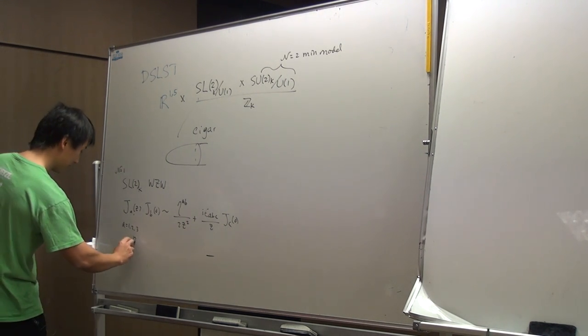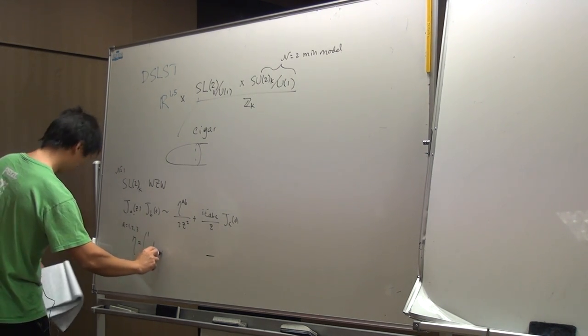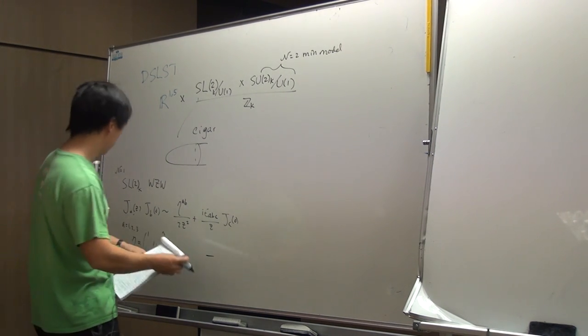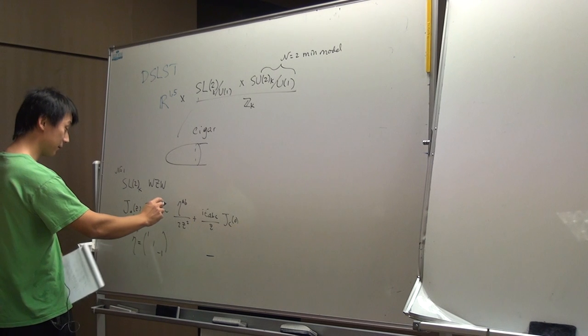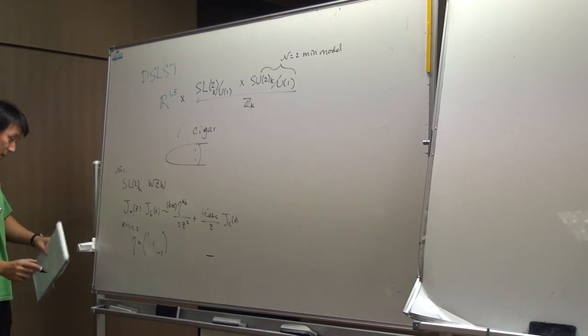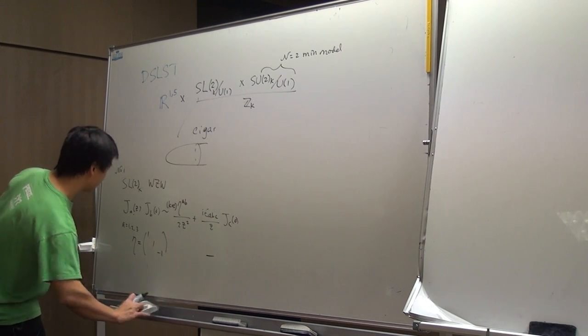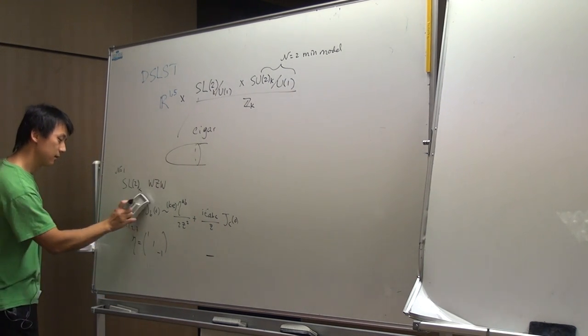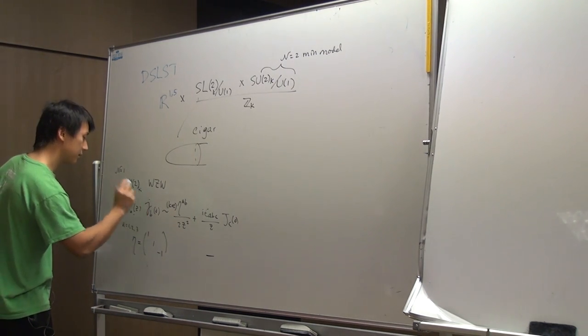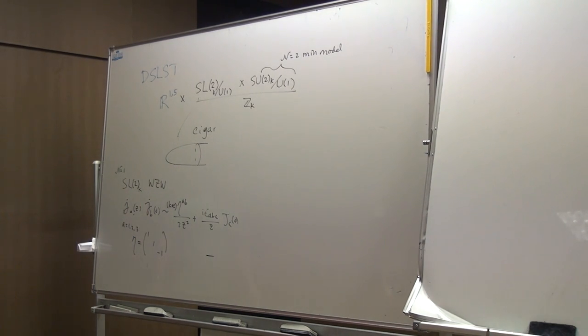η^AB is this, 1, 1, minus 1. And then there's a level here, which is K plus 2. This is for the bosonic part. Actually, my notation, I should call this lowercase j for now. Lowercase j, these j^A, j^B are bosonic SL2 currents at level K plus 2.